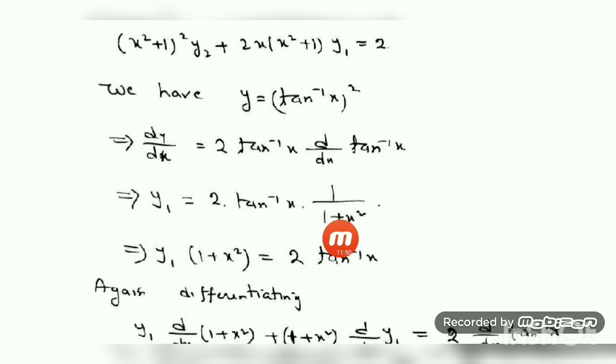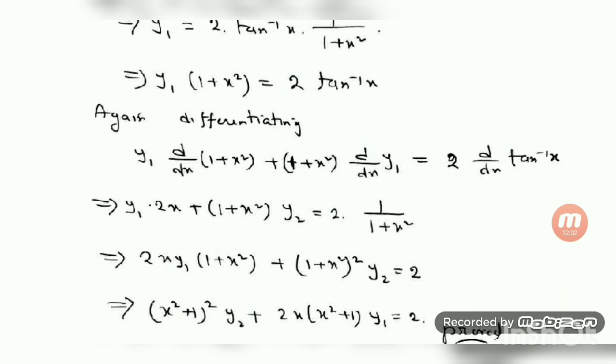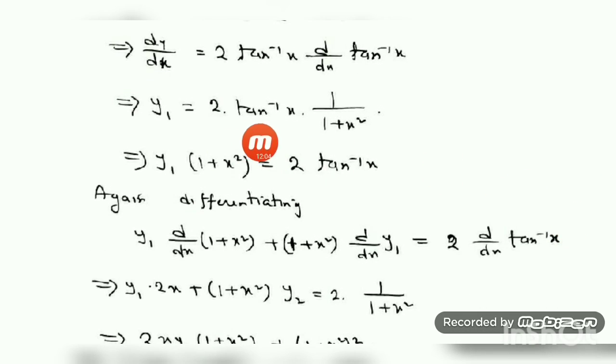Now I want to remove this fraction, and that's why I bring it to the left side and multiply: y1 into (1 plus x square) is equal to 2 tan inverse of x. Again I am doing differentiation. Here you see one more thing. Instead of multiplying this way, you can find dy/dx directly, then substitute on the left, and you will have your right hand side. But instead of doing that, I have done it this way, because generally we find it easier to apply the product rule than the division rule. That's why I have written it as a product.